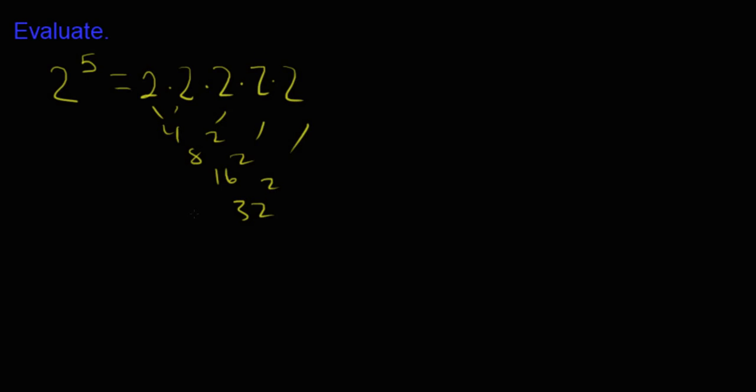Let's evaluate 2 to the 5th. 2 to the 5th is just 2, 5 times, which is 2 times 2 times 2 times 2 times 2. 2 times 2, 4 times 2, 8 times 2, 16 times 2, 32. So 2 to the 5th equals 32.